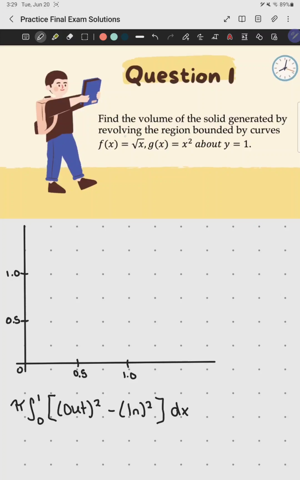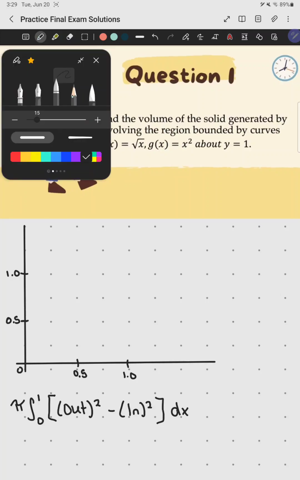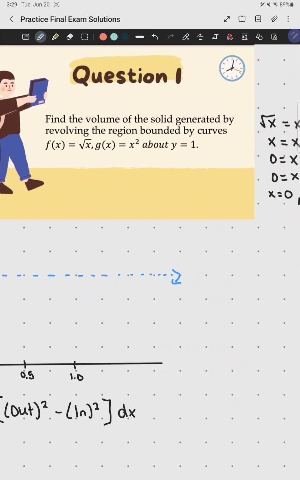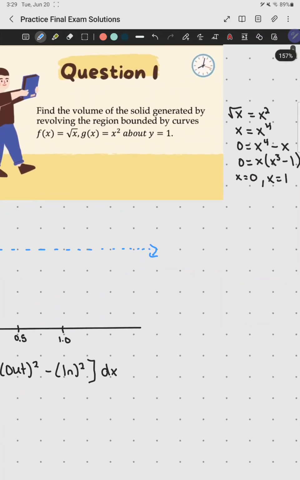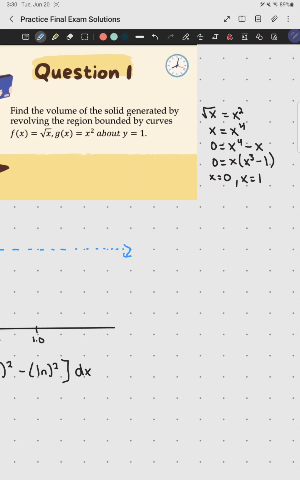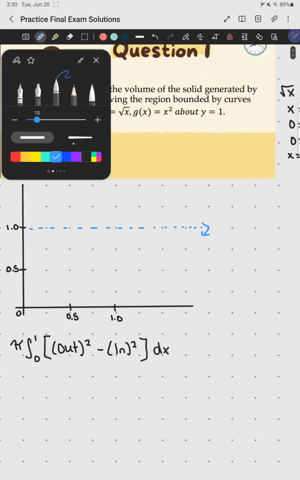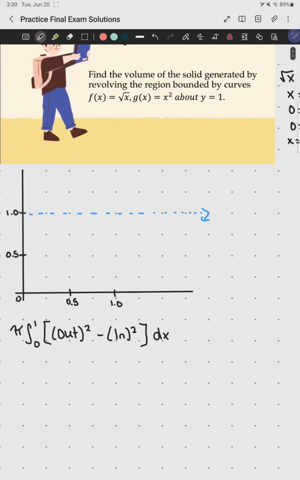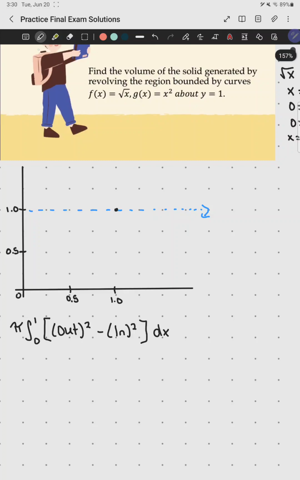Find the volume of the solid generated by revolving the region bounded by the curves f of x equals square root of x, g of x equals x squared, about y equals 1. Just to save a little bit of time, I did write a couple of things out here. So I wrote down the formula that we're going to be using, as well as off to the top right side here, I found our limits. To find the limits, you just set the equations equal to each other and find your x values. Our points of intersection after finding our limits are 0, 0 and 1, 1.